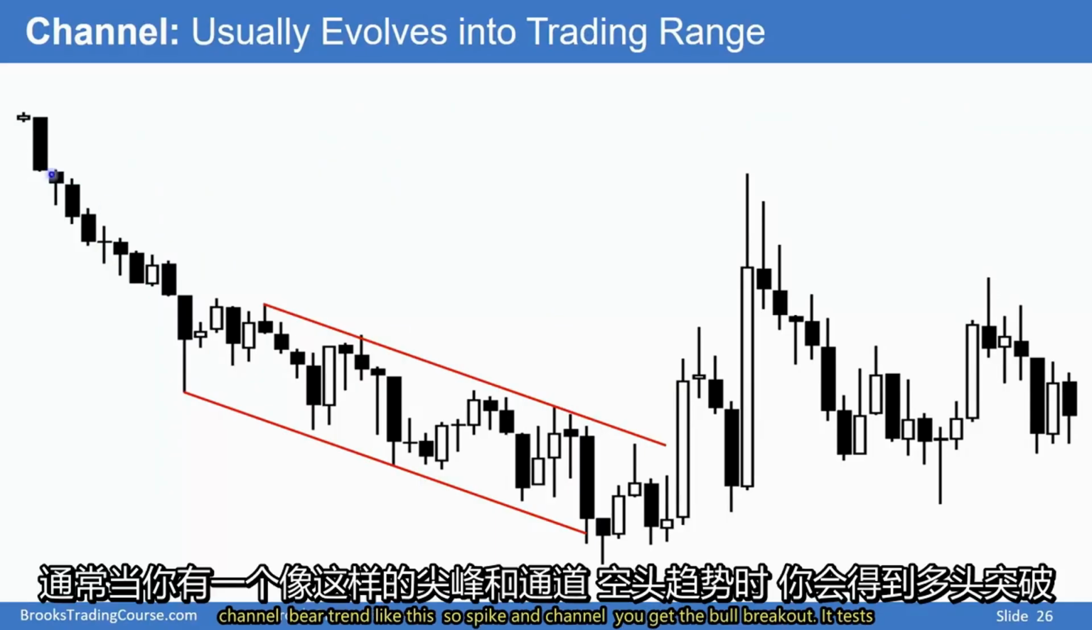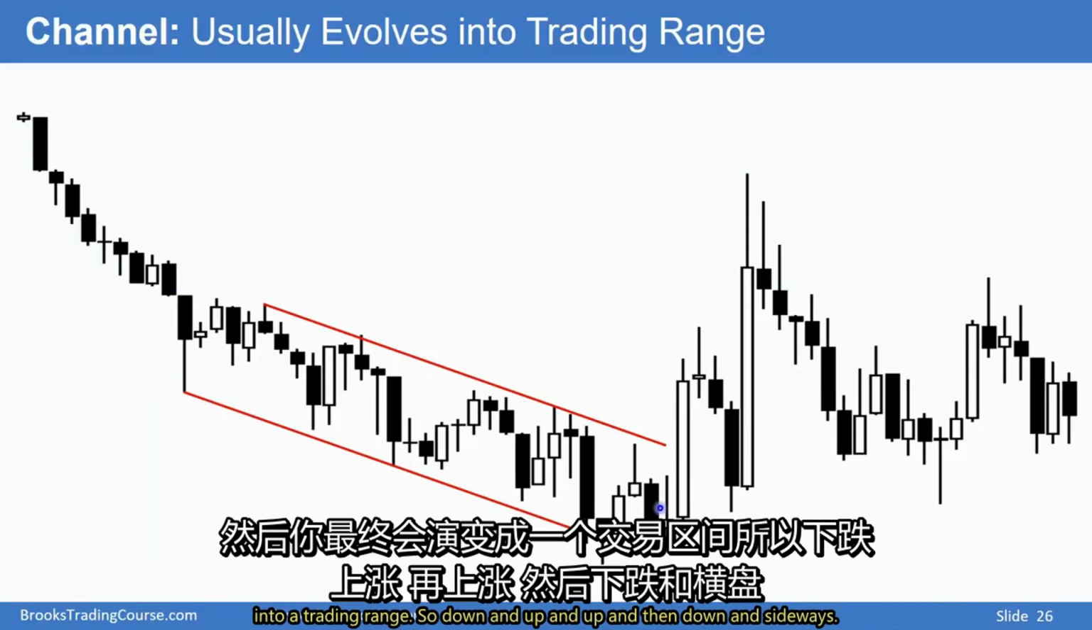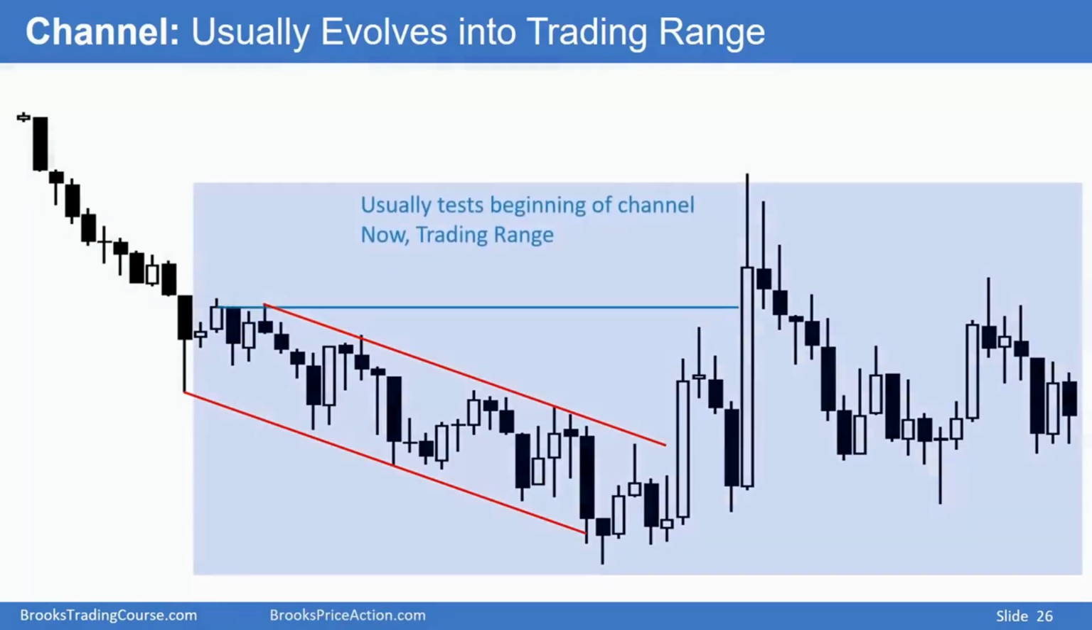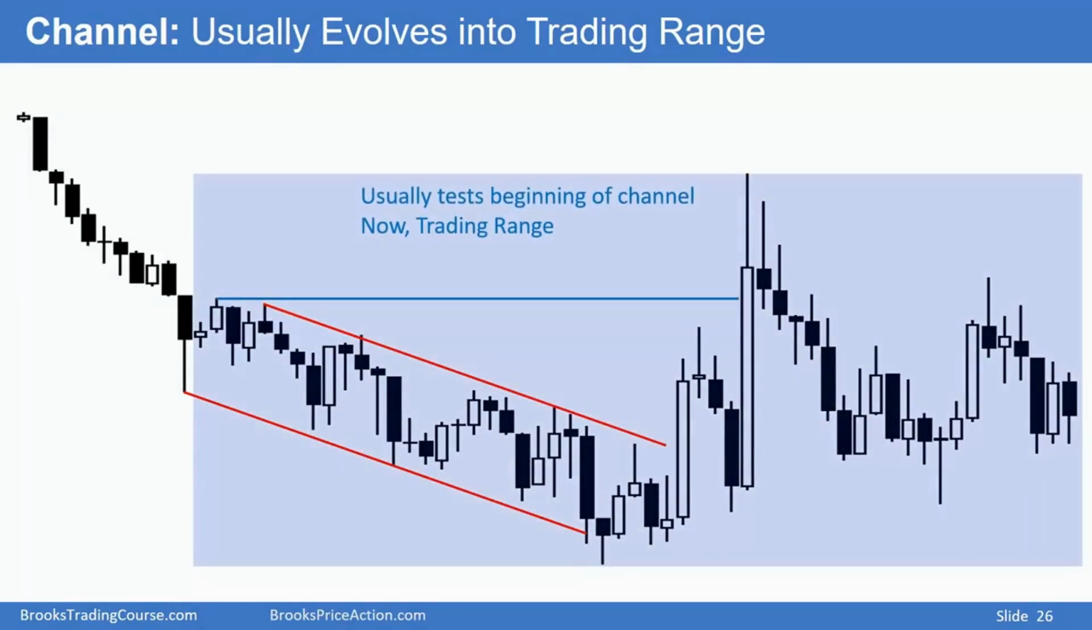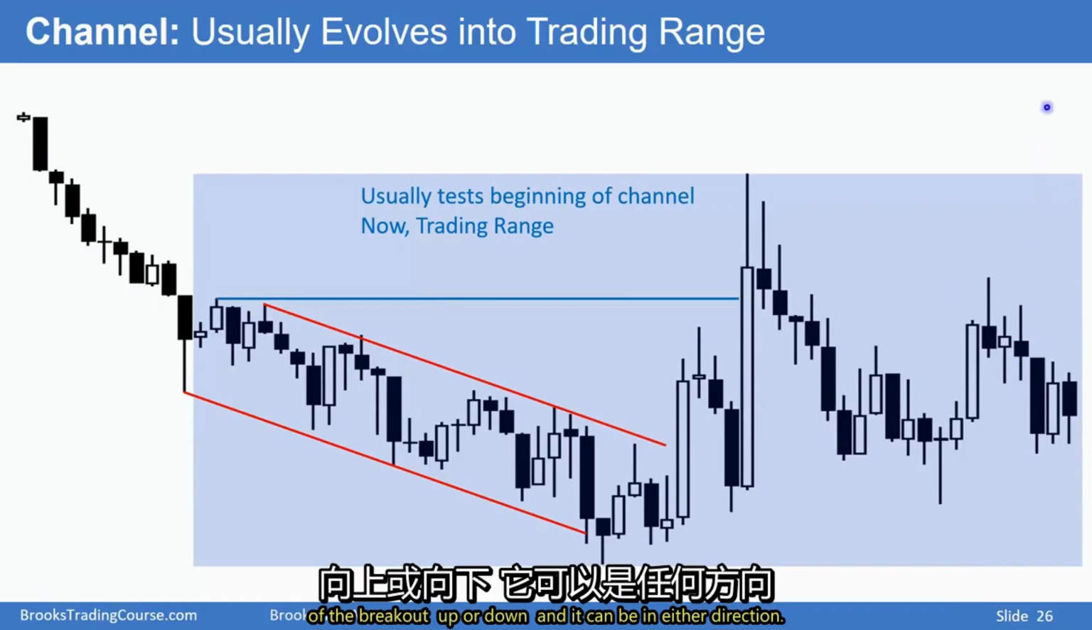Typically when you have a spike and channel bear trend like this, you get the bull breakout. It tests around the beginning of the channel. Here we went quite a bit above. And then you end up evolving into a trading range. So down and up, and then down and sideways. And then after you have the trading range, the market again decides on the direction of the breakout, up or down, and it can be in either direction.